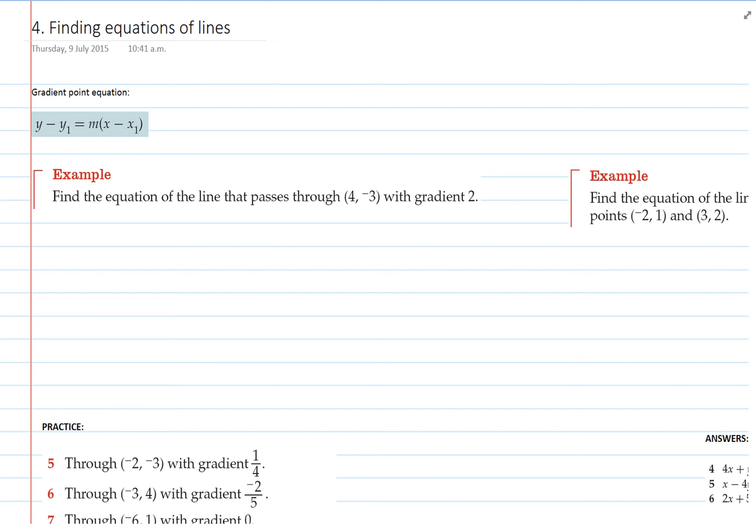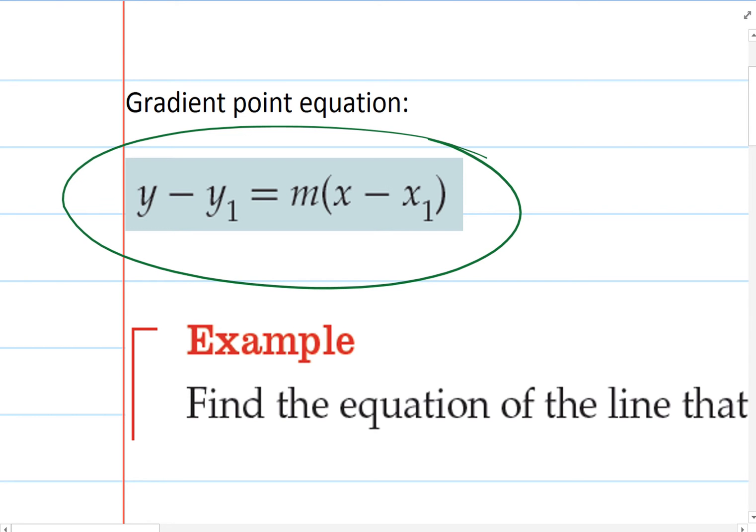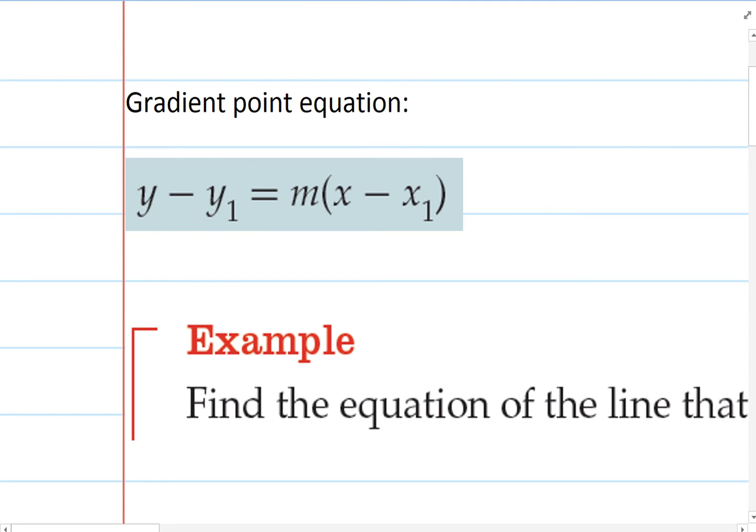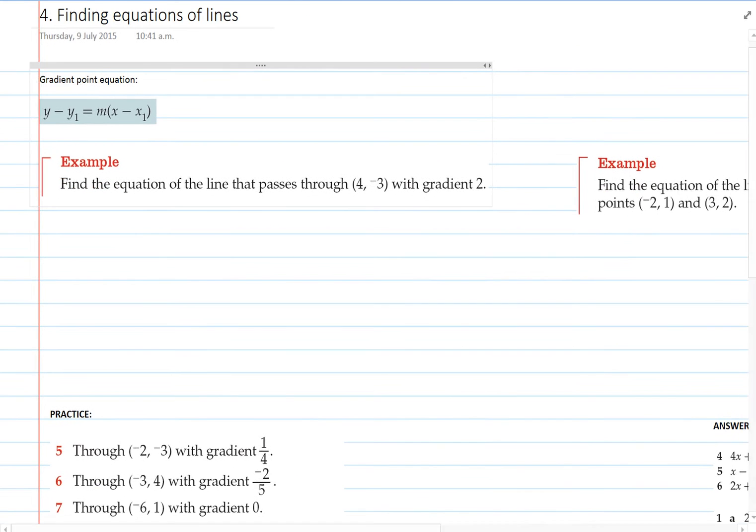Hi everyone, in this video we're looking at finding equations of lines, and I'll just draw your attention to this formula that we have here. It's called the gradient point equation, and that's something you're going to want to be very familiar with and recognise instantly.